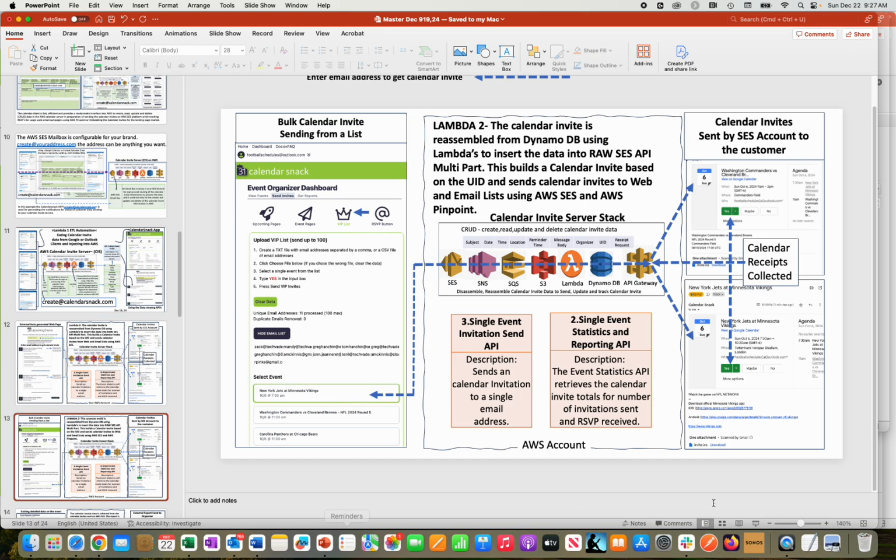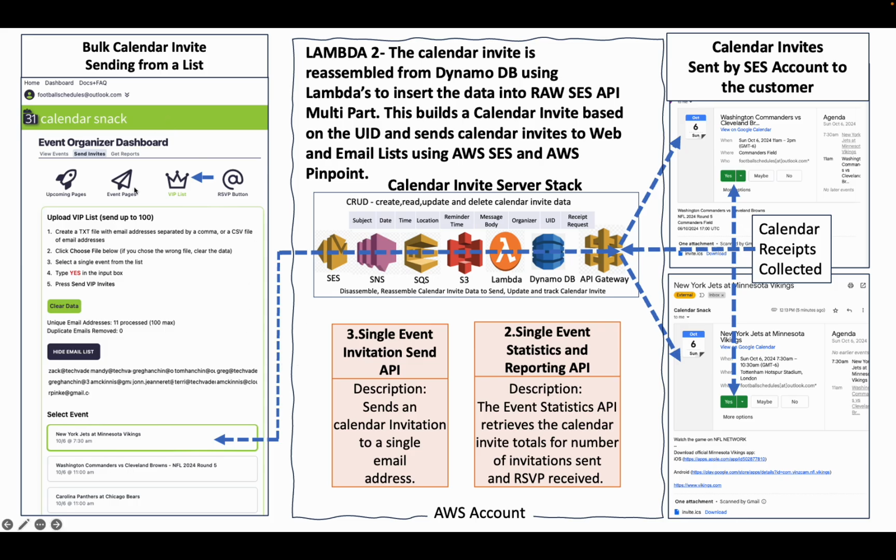So the recap to this tech stack demo is I'm communicating with something called the Calendar Snack interface that's based on a set of 9 APIs. I demonstrated API number 3, which is the on-the-fly ability to send a calendar invite to a list. That bulk list can be uploaded using our tech stack. That tech stack is communicating with a piece of workflow we call the Lambda 2. The Lambda 2 is picking out a dynamic event out of DynamoDB for the calendar invite, and we're actually recreating the calendar invite, essentially reassembling it bit by bit and putting it together to be sent out, and then collecting the calendar receipts, which I just showed you.